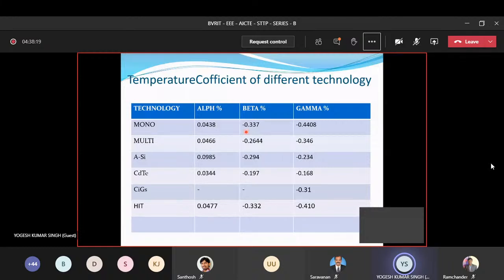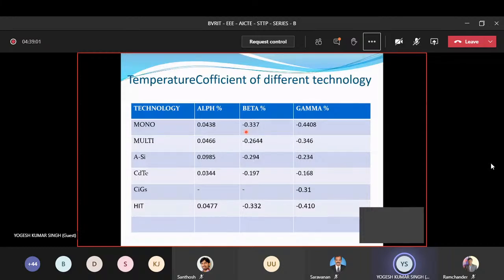Similarly, for the multicrystalline technology, alpha, beta, and gamma are three different values. The alpha value is around 0.0466, and the gamma is around minus 0.346. Similarly, for amorphous silicon, the alpha value is around 0.0985, the beta value is around minus 0.294, and the power temperature coefficient is around minus 2.34. So these are the different types.